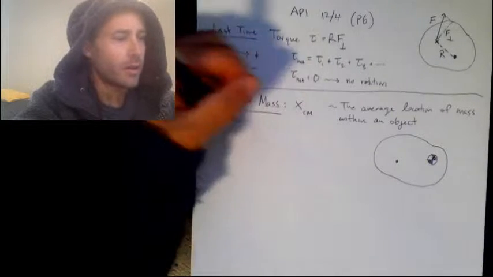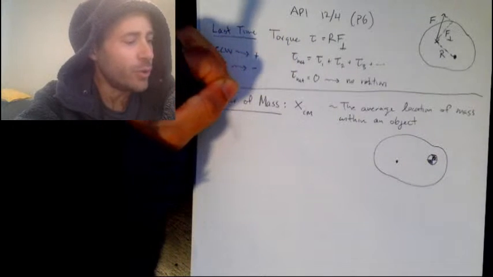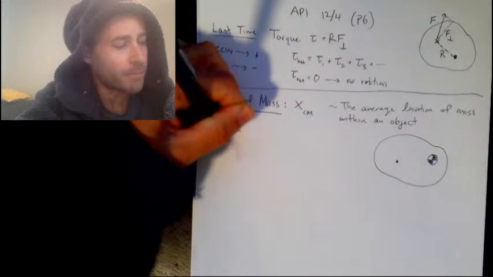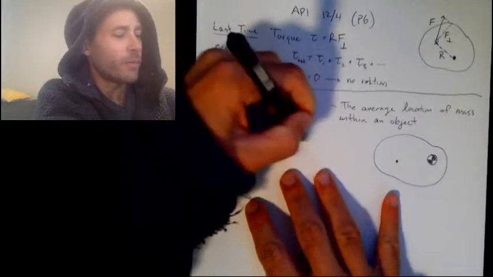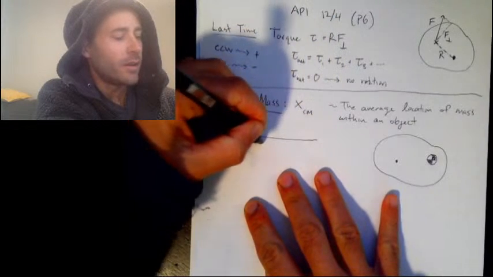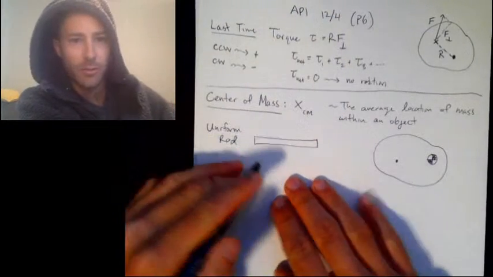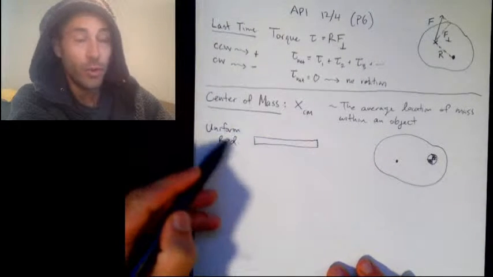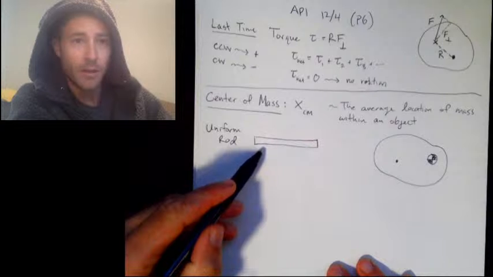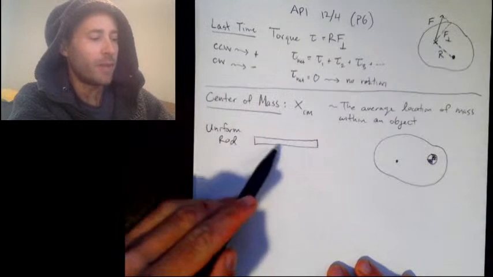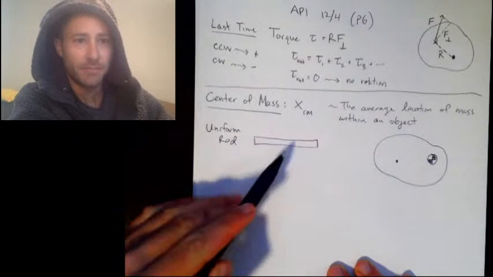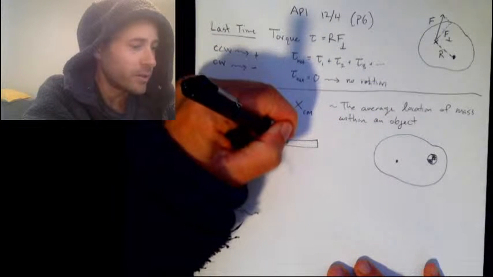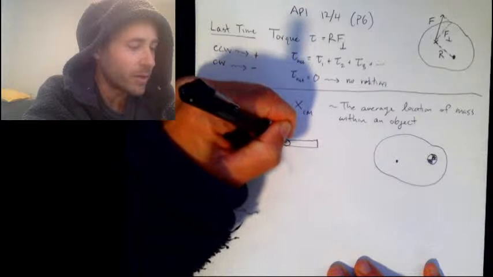So an important thing, if you have a uniform object, so for example, a uniform rod. When I say uniform, I mean an object that has the same density throughout. Okay? If you have a uniform rod, then there's going to be an equal amount of mass on each side. You get what I'm saying? So the center of mass is going to correspond to the geometrical center of the object.